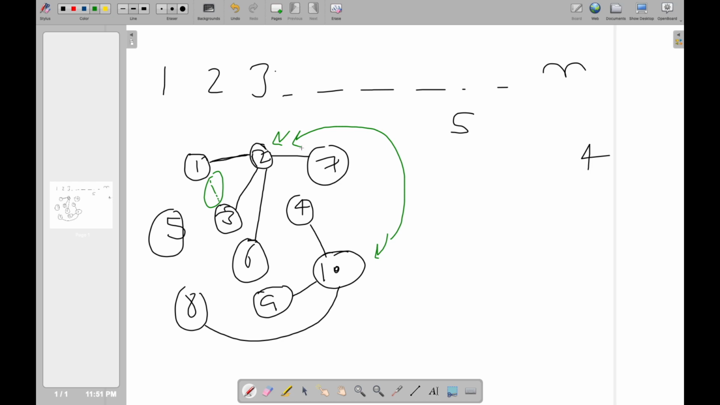Then let's say we were asked to connect 4 and 9. As you can see, these are also already connected. So I can take the next biggest connected component, which is this single vertex, and connect it with this.